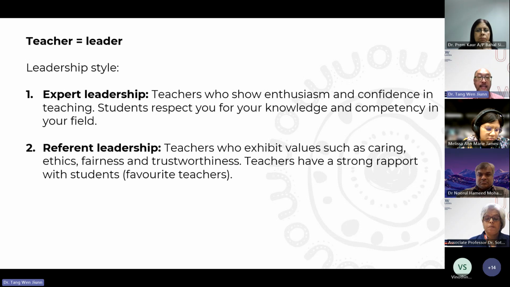So students normally will respect this type of lecturers. Second is reference leadership. Teachers who exhibit values such as caring, ethics, fairness, and trustworthiness. Teachers have strong rapport with students. So these are normally the so-called favorite teachers. Sometimes students will tell you, last semester I had this teacher who is very caring. Or during graduation, one or two students come up to you and say, Miss or Sir, do you still remember me? Last time I really enjoyed your class, the care you gave us and the way you guided us, we appreciate that.